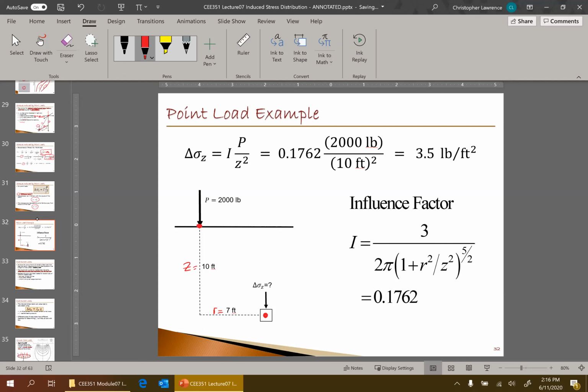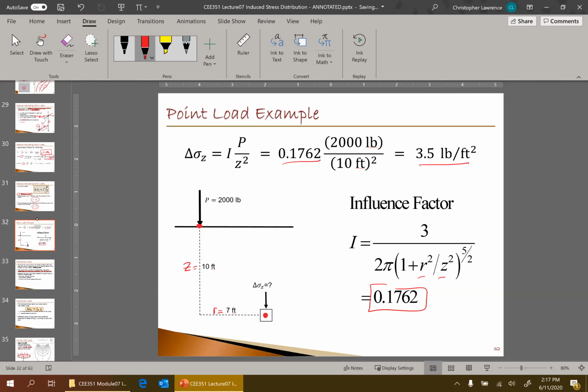But we can see, we simply plug in R and Z. We get our influence factor, bring that back up here. 3.5 pounds per square foot. Now that's not the stress at point A, that was the stress change caused by the point load, the stress that was induced just by the point load. What was there before the point load was geostatic, but now it's geostatic plus induced. Okay, so 3.5 pounds per square foot doesn't sound like a lot, but that is something. Of course, 2,000 pounds is also not very heavy.